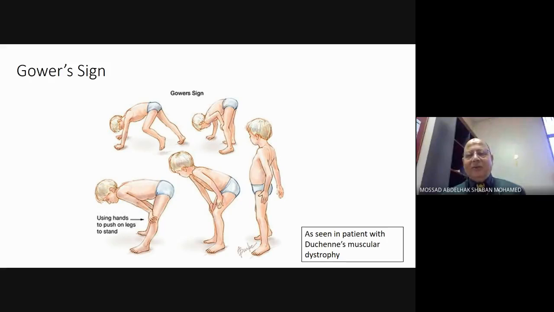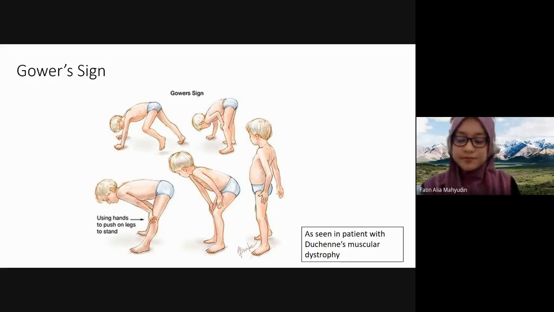There is hypertrophy of the calf muscles. It is very, very important. I think in spite of this one demonstrating well, most babies with Duchenne muscular dystrophy will get hypertrophy of the calf muscles. Okay. Continue, Fatin. Okay. Thank you, doctor. So Gower's sign is usually seen in patients with Duchenne's muscular dystrophy.